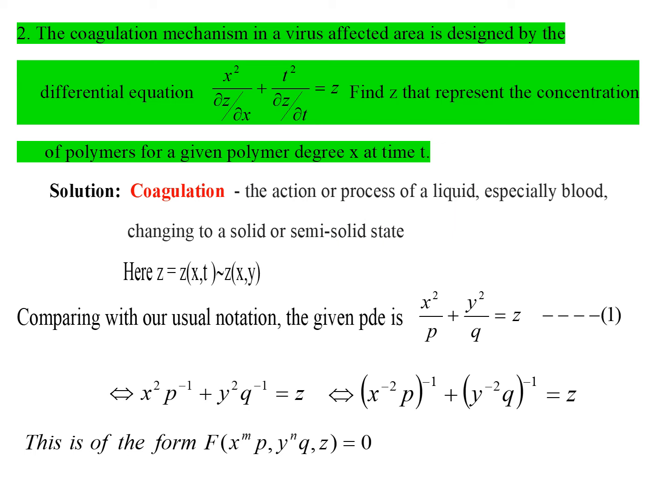So when you observe this, this is exactly of this format, which is our type 5 partial differential equation. And when you compare this, the values of m and n will be: m is minus 2 and n is going to be minus 2. So we have to substitute next.